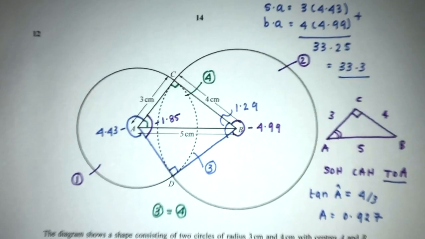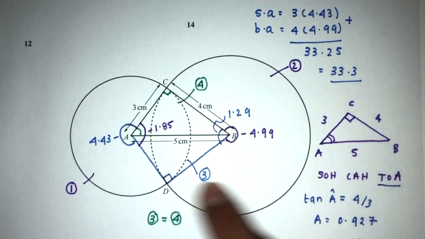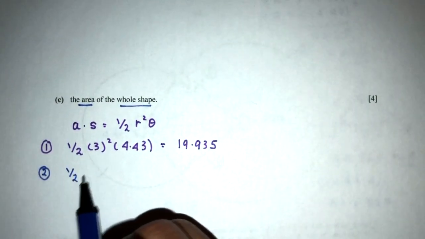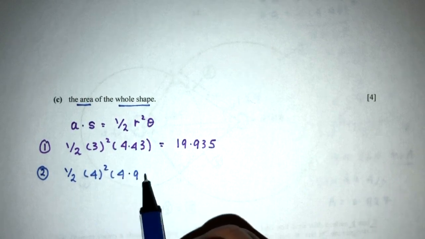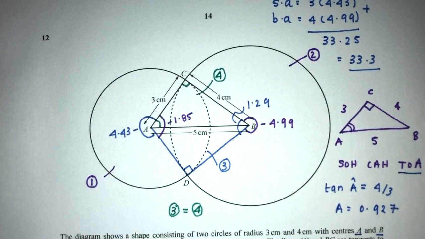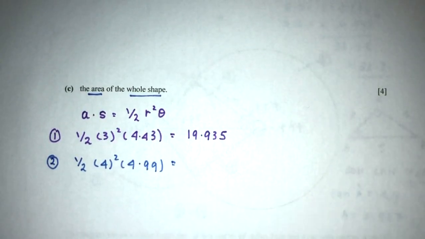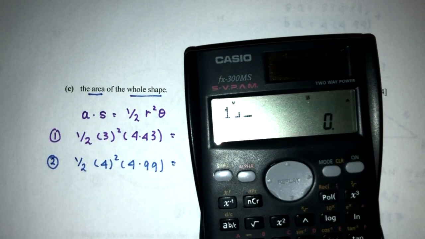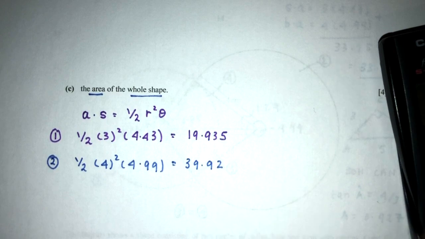Okay, now let's move on to number 2. If you observe, it is this big sector, right? Same thing again, how to find the area of a sector? That will be half times radius square, which is 4 square. The angle will be 4.99, as we have seen here, and just multiply to see what we get. Half times 16 times 4.99, that should be 39.92.